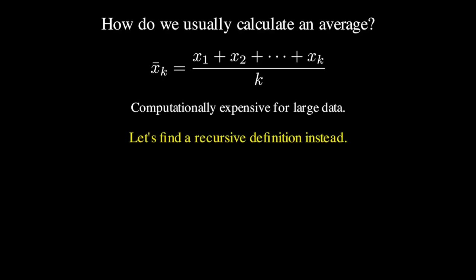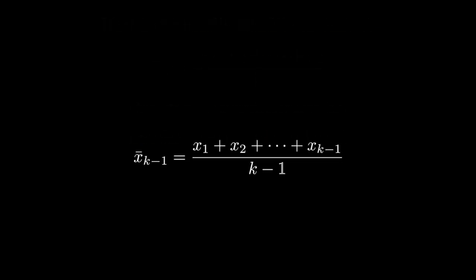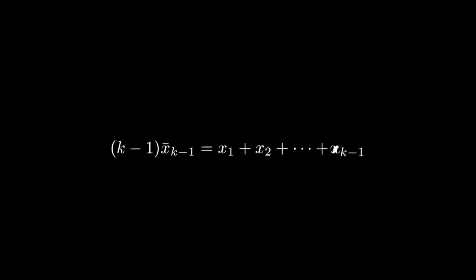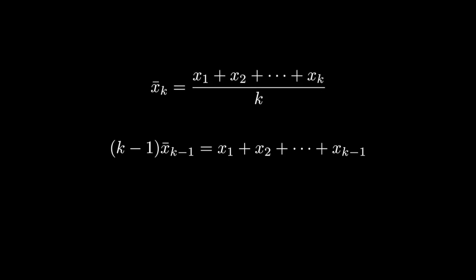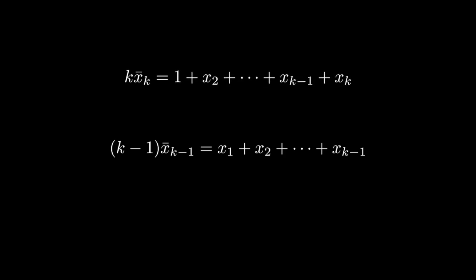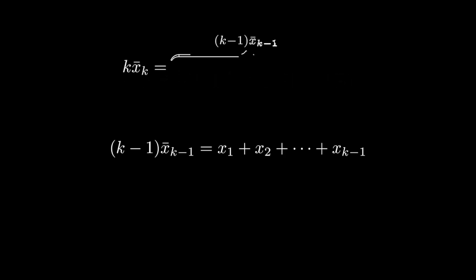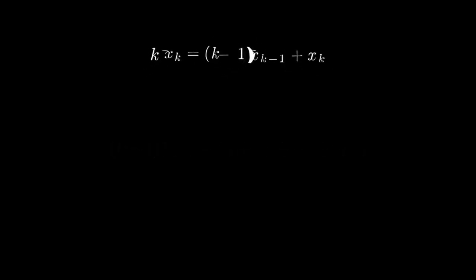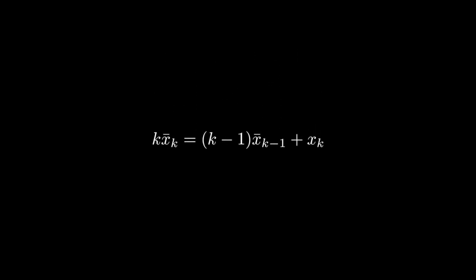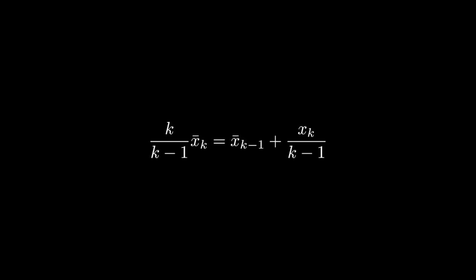So let's derive it. In this notation, we have x bar sub k minus 1, meaning the average exactly one step before x bar sub k. If we multiply both sides by k minus 1, we get this expression. Referring back to our definition of the average x bar sub k, if we multiply both sides by k, we get k x bar sub k equals this expression. And we can spot that k minus 1 times x bar sub k minus 1 is in this expression, so we substitute that in. Now if we divide both sides by k minus 1, we get the following expression.